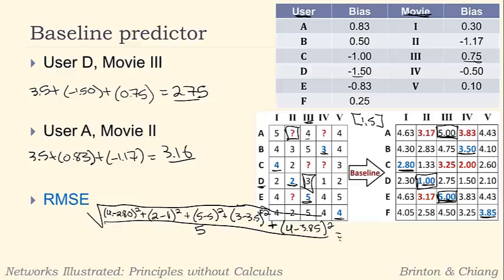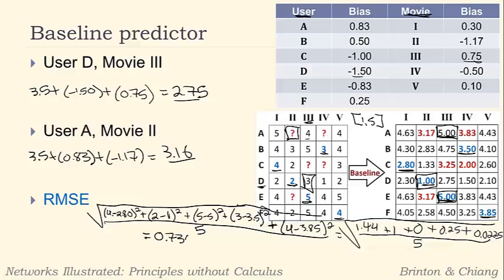So I'm going to write out just what each of these terms are when we square them in here. We get, this is 1.44. This is 1 clearly because 2 minus 1 is 1. 1 squared is just 1. We have 0, as we said. We have a 0.25. And we have a 0.0225. That's all divided by 5 to average it, and then we take the square root of the whole thing. And then that, when we do that out, we get 0.7365. That's the RMSE for the test set.